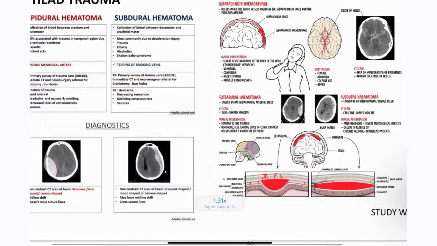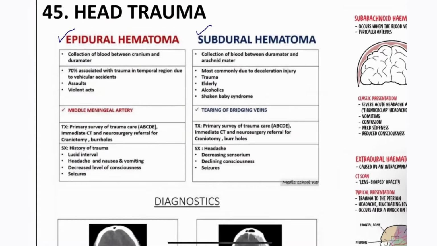Hematoma, most commonly asked: epidural and the subdural. Epidural is due to the middle meningeal artery, subdural is due to bridging veins. In the epidural, we are going to see the lucid interval that will be commonly seen. In the subdural, no lucid interval. It can be acute, it can be chronic, or it can be subacute also.